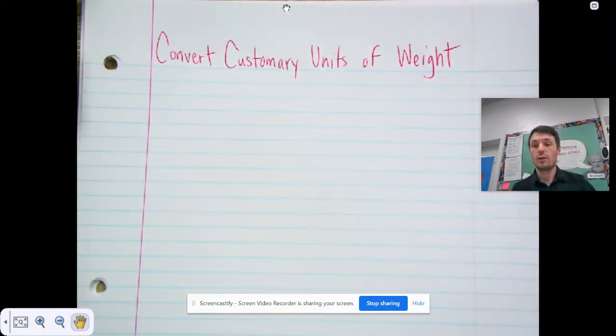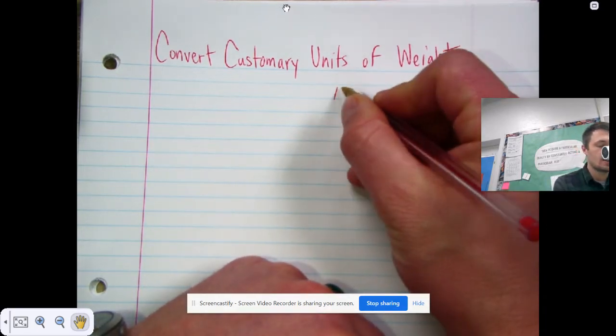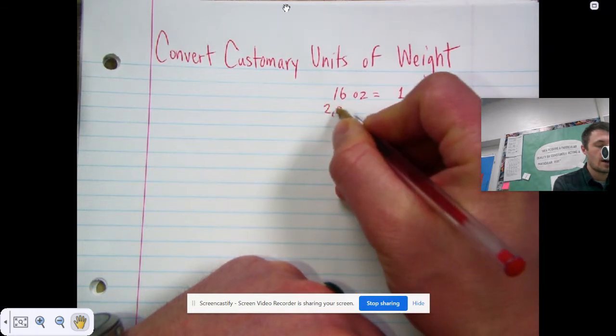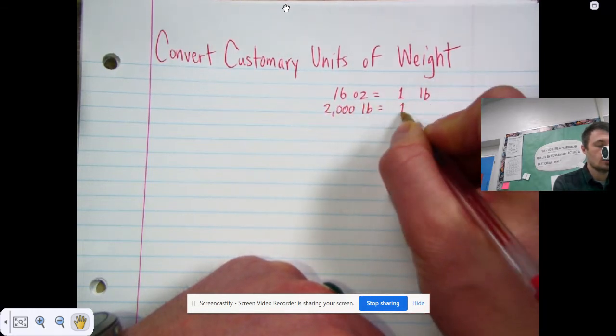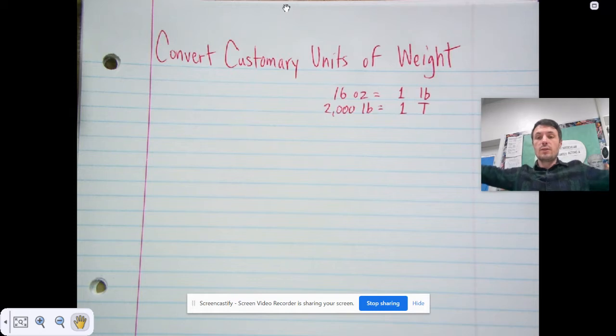Remember, weight is the measure of how heavy something is. And there's two things you need to remember in order to be successful in today's lesson. The first thing you need to remember is that the three customary units of weight are ounces, pounds, and tons, and that there's 16 ounces in 1 pound and 2,000 pounds in 1 ton. The second thing you need to remember is that when we're going from a larger unit to a smaller unit, we multiply. When we're going from a smaller unit to a larger unit, we divide.